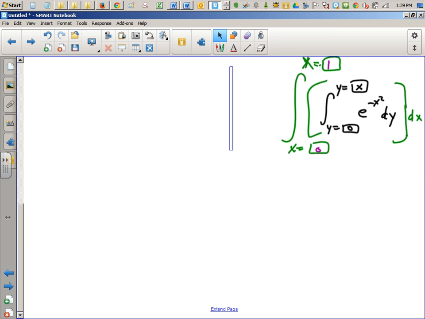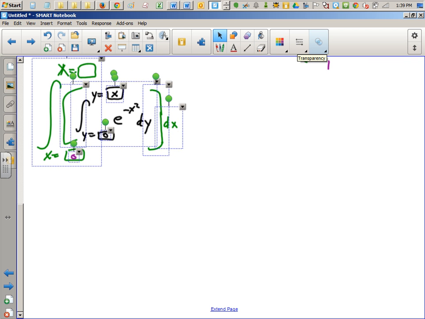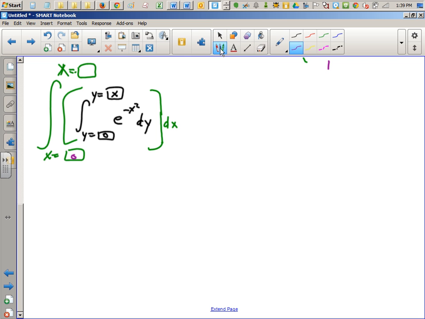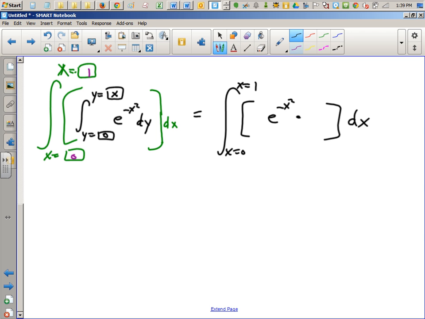Let's just move this over. We're going from 0 to 1, we said. We'll save this integral on the outside for later. But this inside is just e to the negative x squared times y. And we still have to plug in y equals 0 and y equals x and subtract. So save this integral for later. Here we are on the inside.